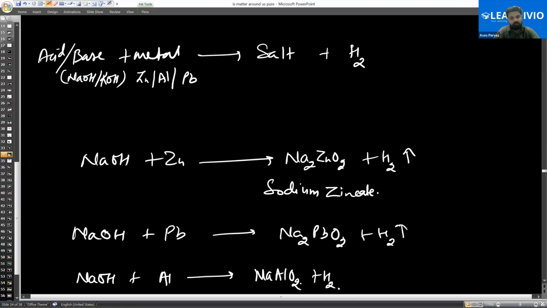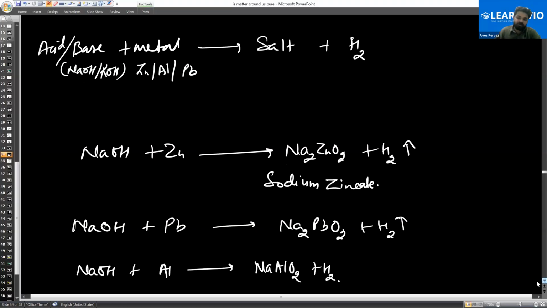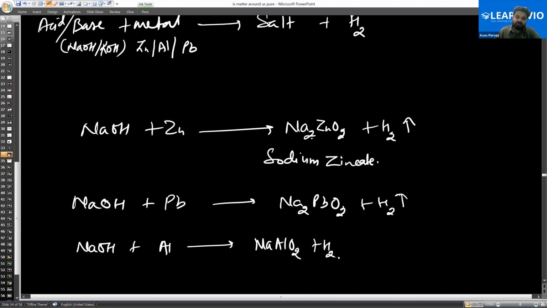Sir, should we write this right now? Yeah, you have to start writing this. This is sodium zincate, this is sodium plumbate, and this is sodium aluminate. Here it is Na2, but in sodium aluminate, NaAlO2, it is not Na2. It is sodium aluminate. So keep this in mind, okay? You should understand this.